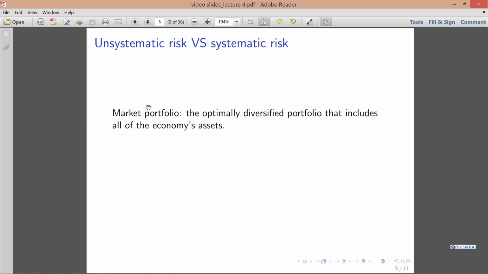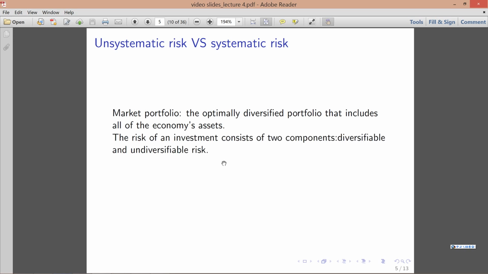Now, when an investor is already diversified to the largest extent by holding the market portfolio, there is still some risk that remains in the portfolio. That type of risk is called undiversifiable risk. Again, those are the risks that remain even if you're diversified to the largest extent. On the other hand, the risk that is eliminated through this diversification process is called diversifiable risk. So the total risk in any investment can be decomposed into those two parts.